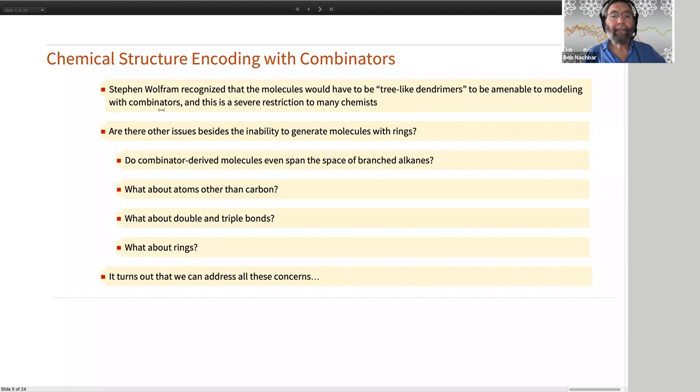we can make certainly carbon-based molecules, but that's somewhat limiting, being able to just work with carbon or just tree-like structures, branch structures, because chemists like to make rings and they like to use other atoms besides carbon. They also use higher order bonds, double bonds and triple bonds that are very common in chemistry. So it turns out we can actually address all of these concerns with the combinator structure. And so the first part of the talk will cover how we do that.